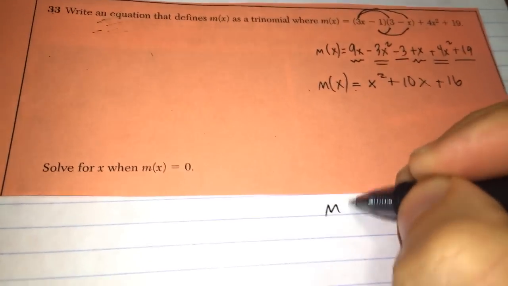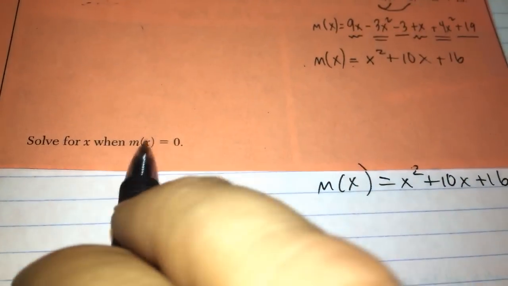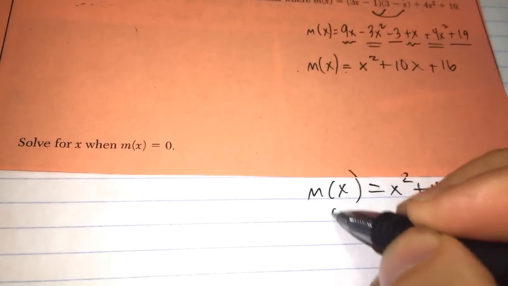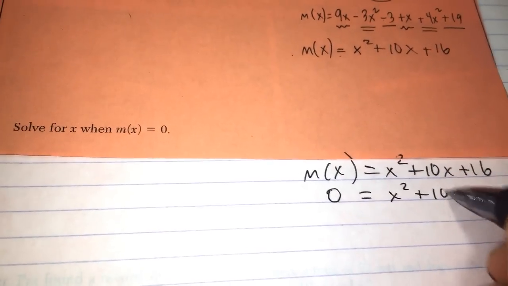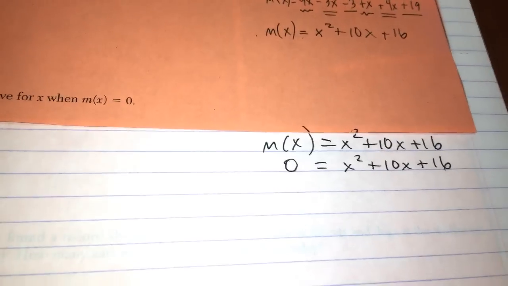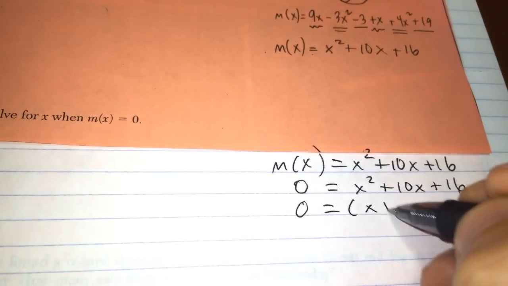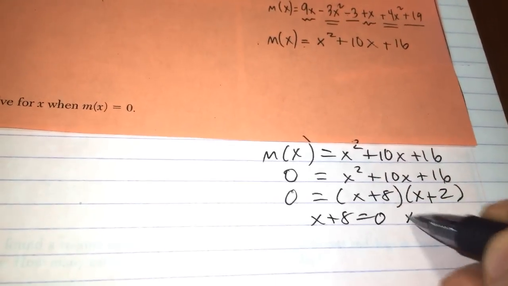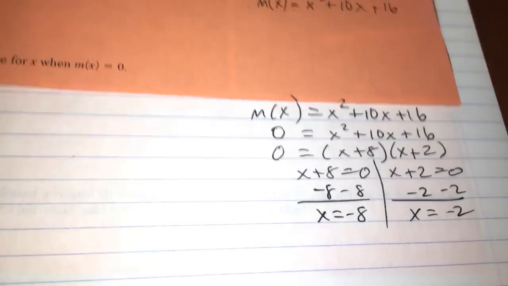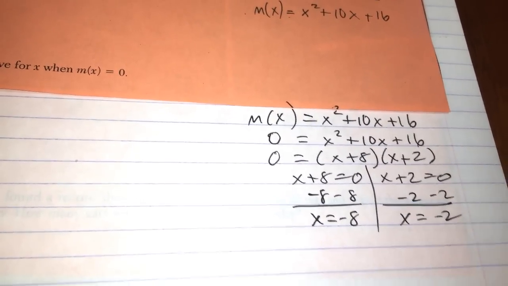In this case, it's saying solve for x when m of x equals 0. So if you have m of x equals x squared plus 10x plus 16, if m of x equals 0, I'm going to replace this with 0. Now, what you have here is a quadratic equation. You can solve it by completing the square or the quadratic formula. I am going to solve it simply by factoring. x plus 8, x plus 2, set both factors equal to 0. Solving for x, you get x equals negative 8 and x equals negative 2.